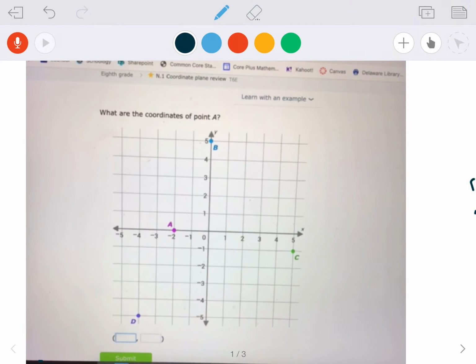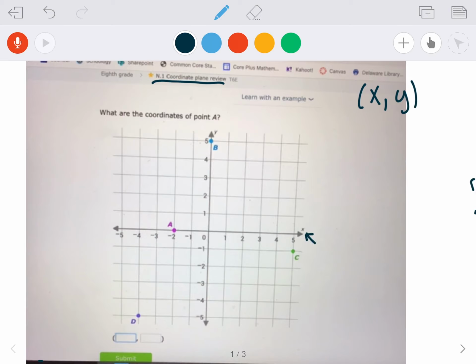All right, so these photos are taken directly from IXL. It's N1 coordinate planar view. Okay, so this first one says, what are the coordinates of point A? So one thing we need to keep in mind is that we have XY coordinates. Okay, and this is an XY plane.